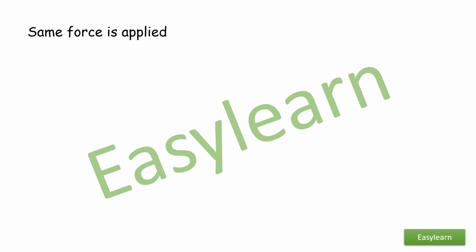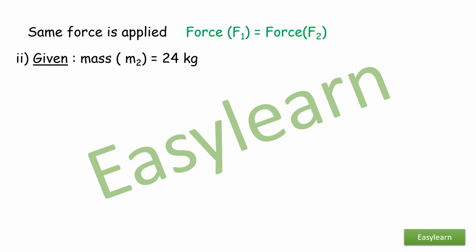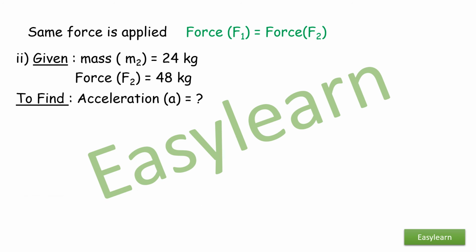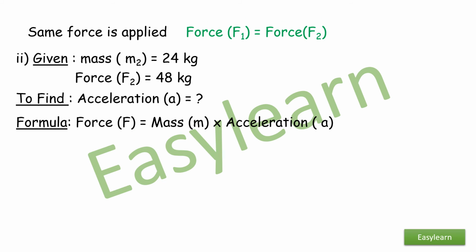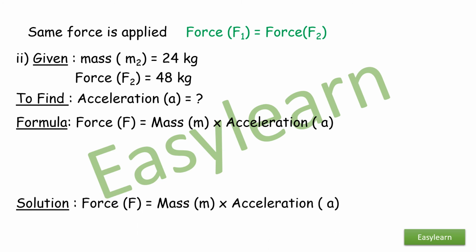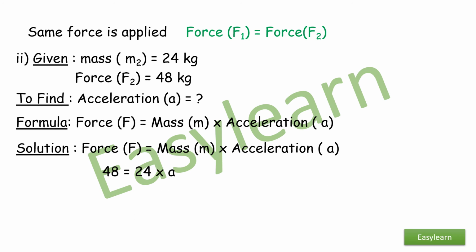Second part of the question: the same force is applied. It means that force F1 is equal to F2. So, second mass is given as m2, 24 kg. Force F2 is 48 newton because F1 is equal to F2. To find acceleration a, formula: force is equal to mass into acceleration. That is 48 is equal to 24 into a. Therefore, a is equal to 48 upon 24. Therefore, acceleration is equal to 2 meter per second square.